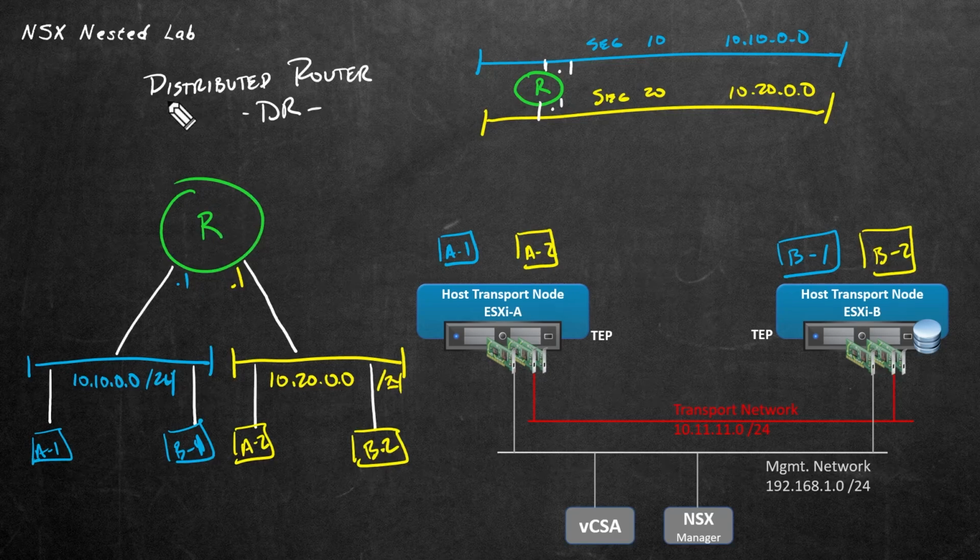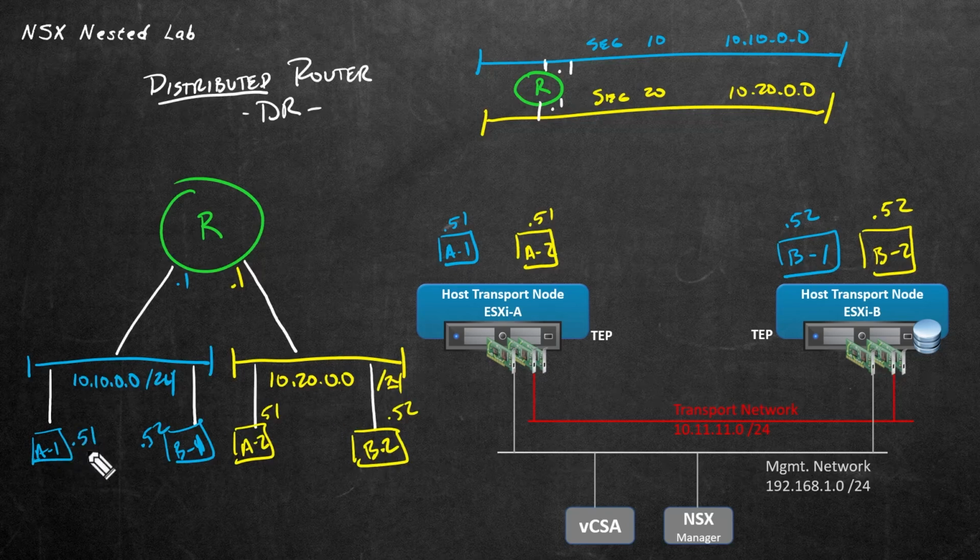Let's talk more about why it's called a distributed router and not just a router. Let's put some IP addressing on these VMs. A1, let's imagine its IP address is .51, and B1 is at .52. A2 over here is at .51 on the 10.20 network, and B2 is at .52. I'll label those up here as well. Let's imagine that this VM right here at 10.10.0.51, connected to segment 10, wants to send traffic over to VM A2, which is at 10.20.0.51.